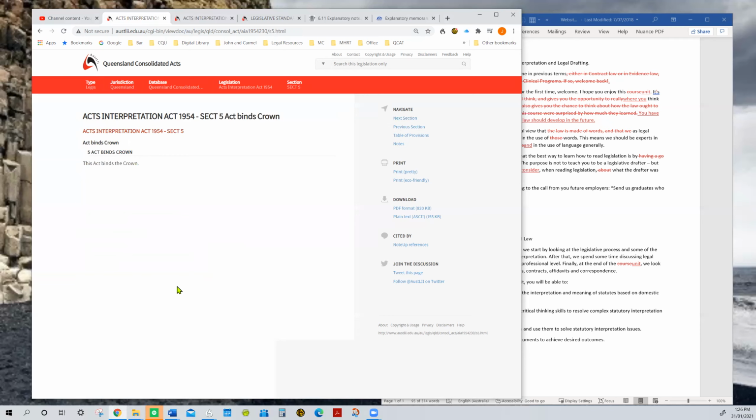The Act binds the Crown. Now you'll see a reference to the Crown often in the study of law. What does it mean? Well, it's actually fairly difficult for me to describe it accurately, but I can provide you with an analogy that I think works pretty well. It's not exact, but you get the idea.